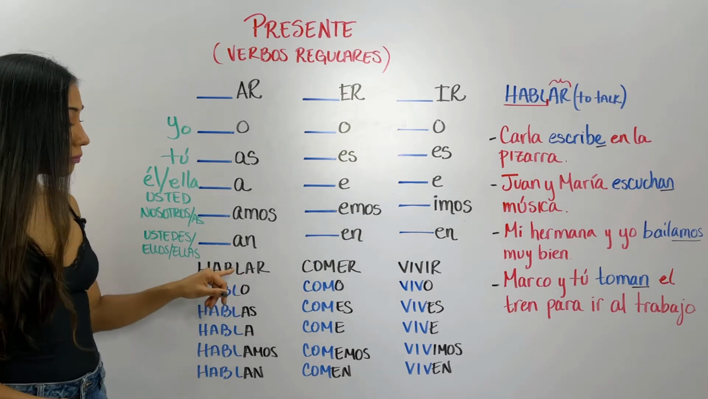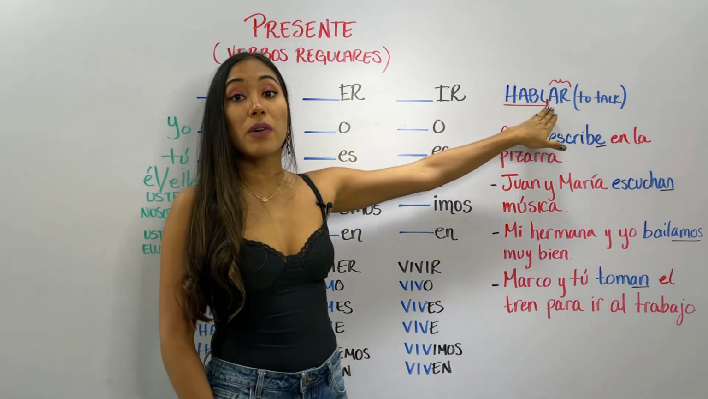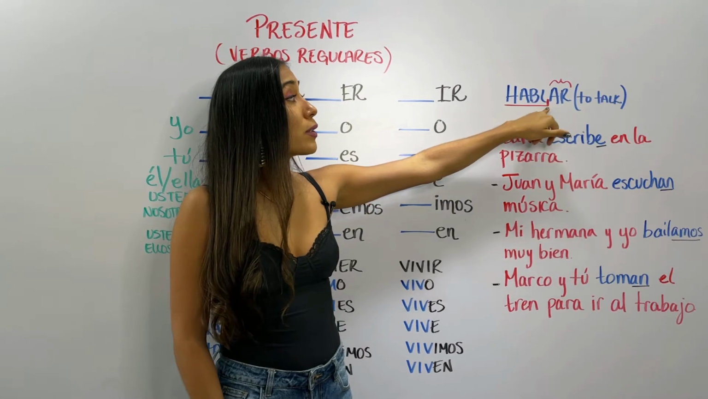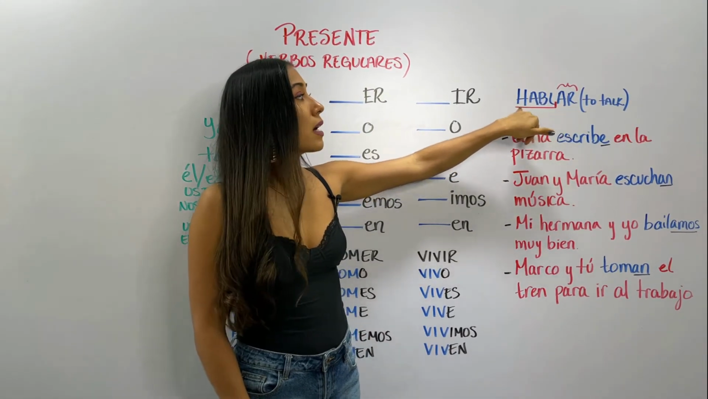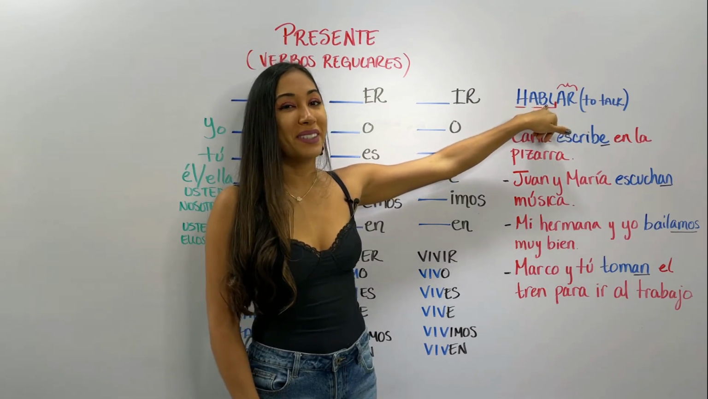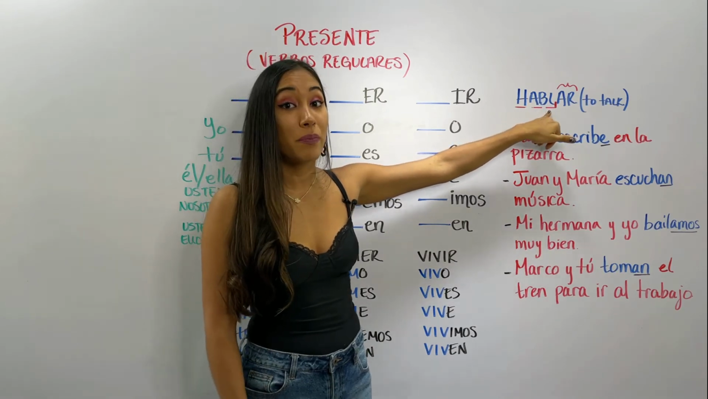Hablar. I have it here too. So this is what we do, right? So this is the verb in the infinitive form, el verbo en la forma infinitiva. So I need to know what's my stem. What's the stem of hablar? Habl. Until the L, okay? Until the L, that's the stem.